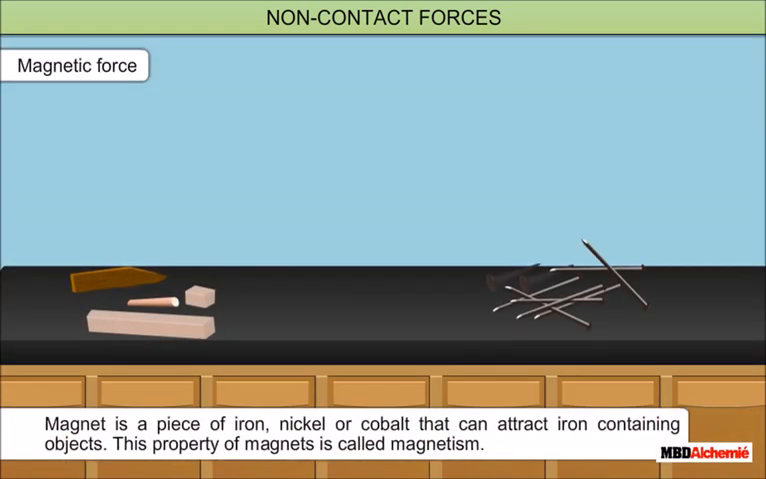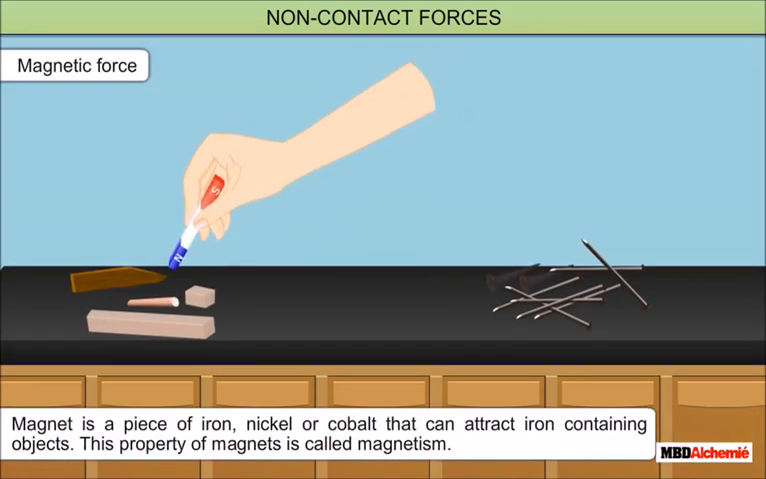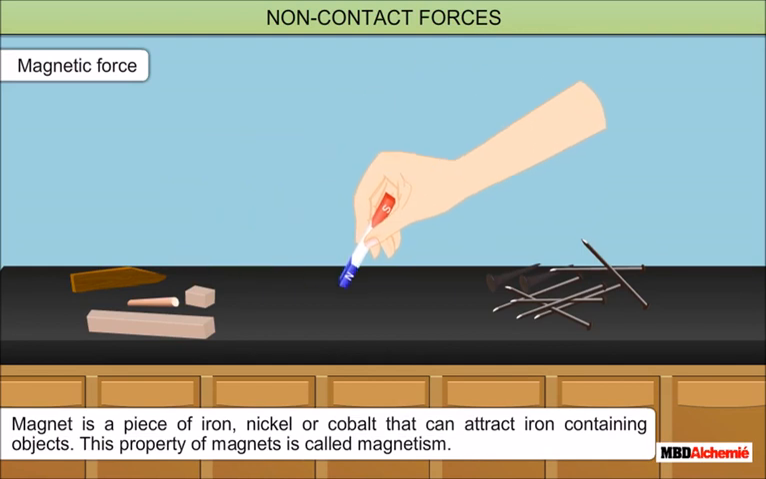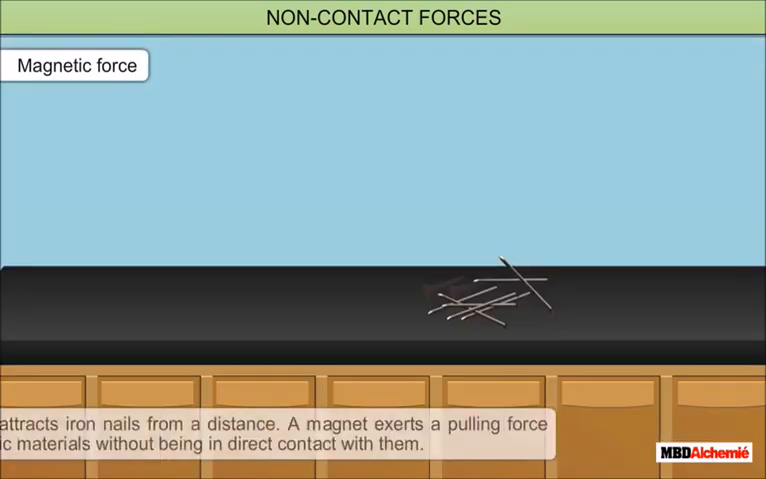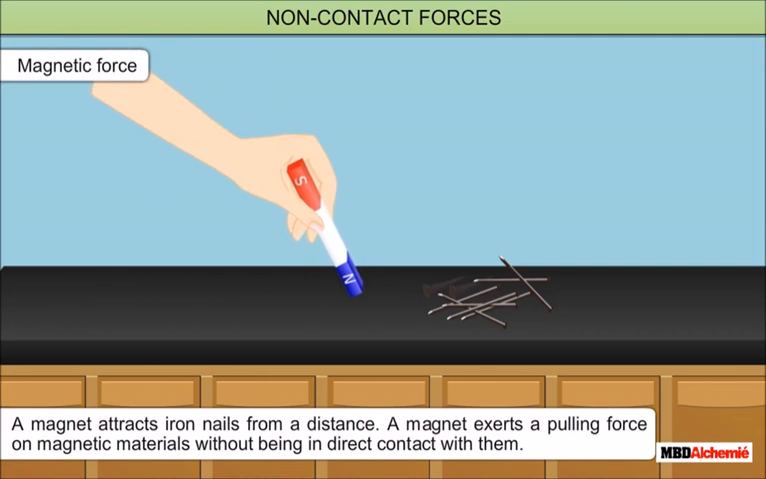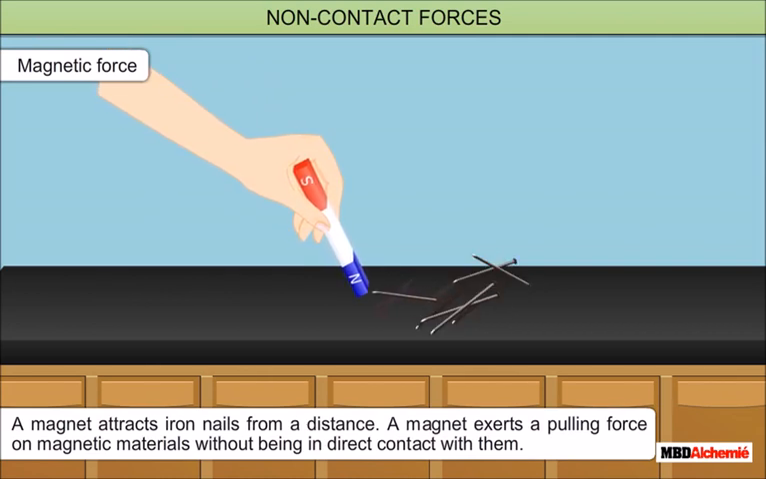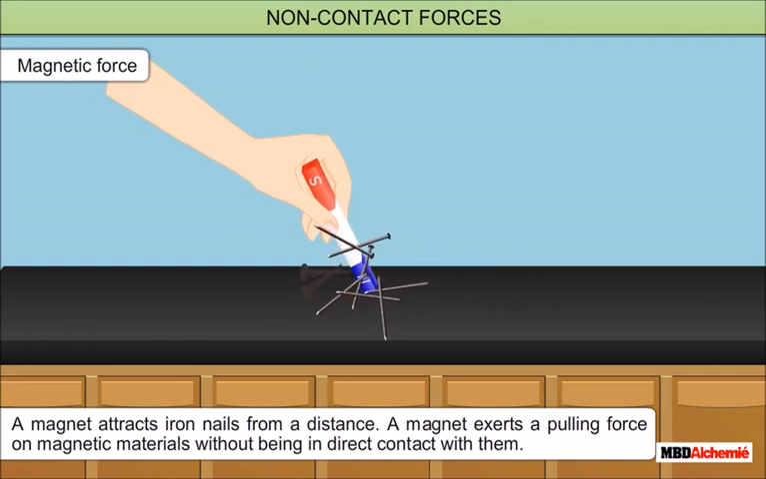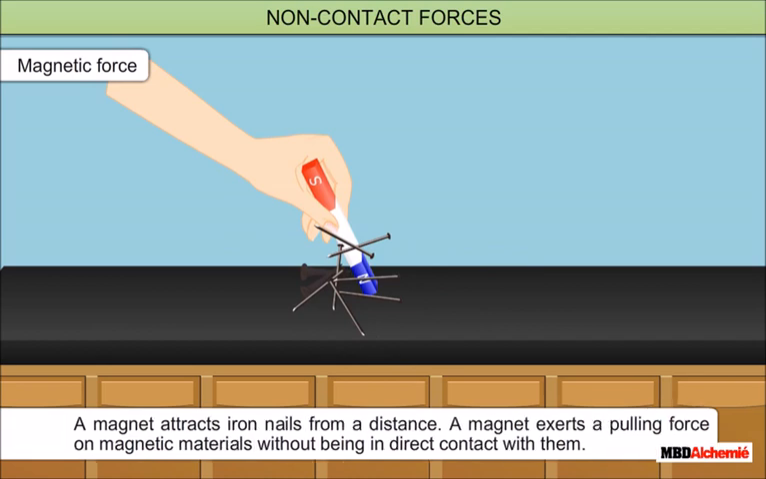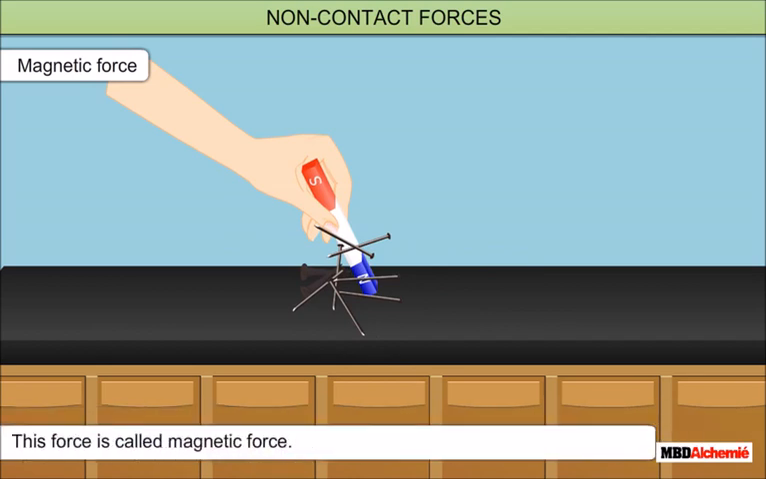Magnetic force. A magnet is a piece of iron, nickel, or cobalt that can attract iron containing objects. This property of magnets is called magnetism. A magnet attracts iron nails from a distance. A magnet exerts a pulling force on magnetic materials without being in direct contact with them. This force is called magnetic force.